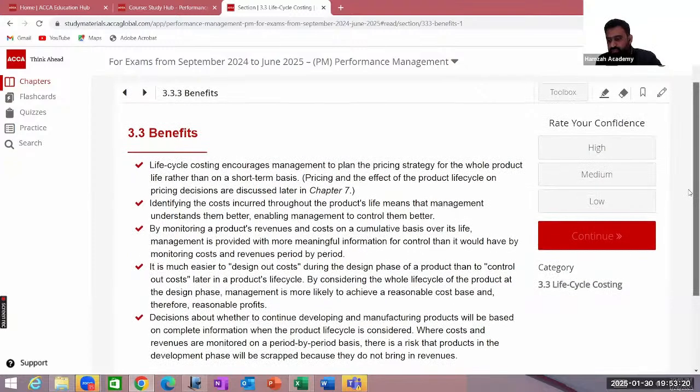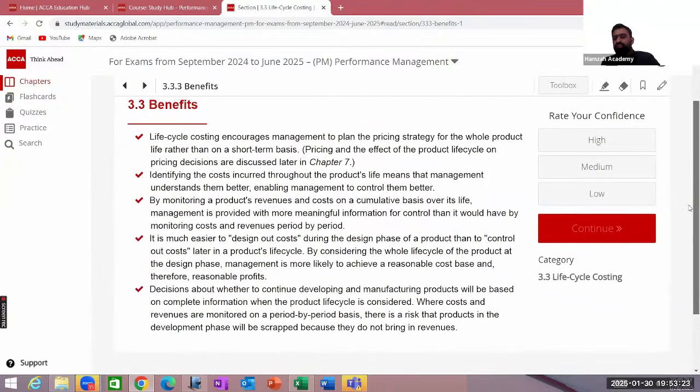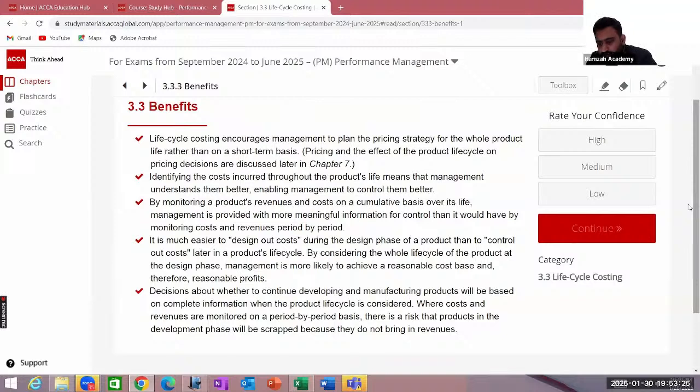Now, these are some benefits of life cycle costing. So kindly read the benefits. If you have any questions, please let me know.